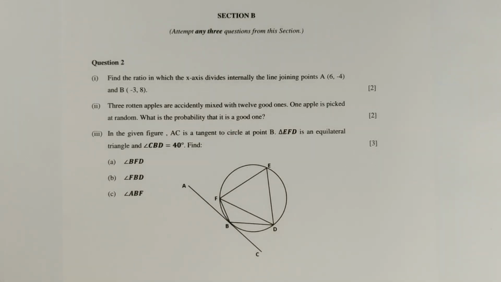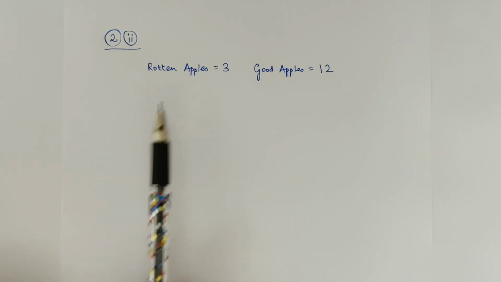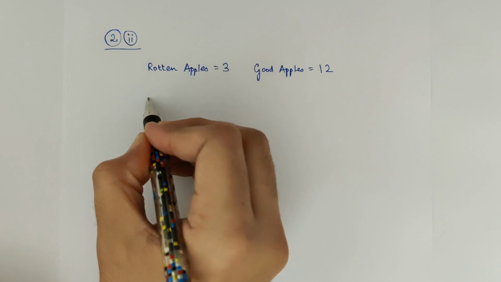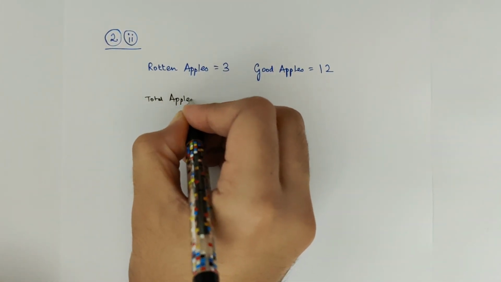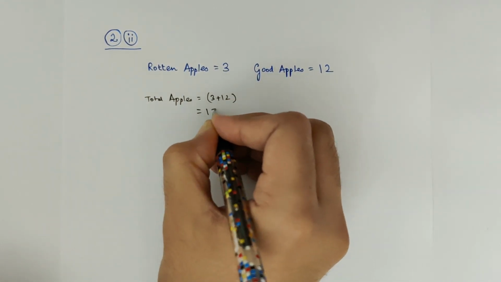Part 2. 3 rotten apples are accidentally mixed with 12 good ones. One apple is picked at random. What is the probability that it is a good one? A simple question from probability. Let's solve it. So guys, we have 3 rotten apples and 12 good apples. Hence, the total apples is equal to 3 plus 12, which is 15.